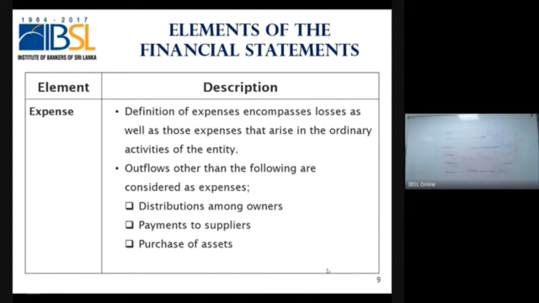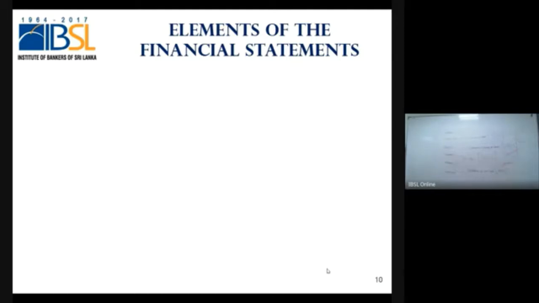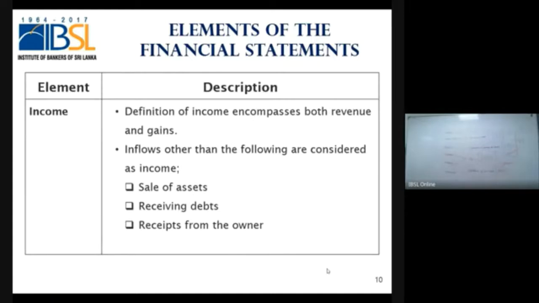Expense is anything that encompasses a loss as well as those expenses that arise in the ordinary activities of the business. So businesses might have to incur several expenses to meet up your business income, right? But income is something that you receive. Expense is something that you pay, right? But expense is something that you pay for your consumption, not to purchase, right? When you purchase, it will become an asset. Income is something that you receive as a result of your business.